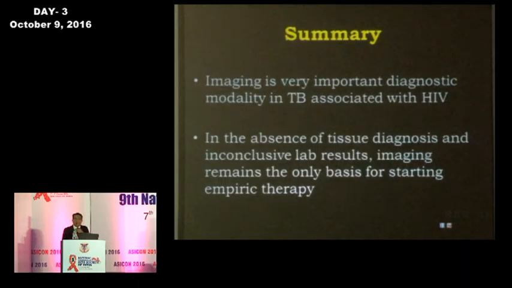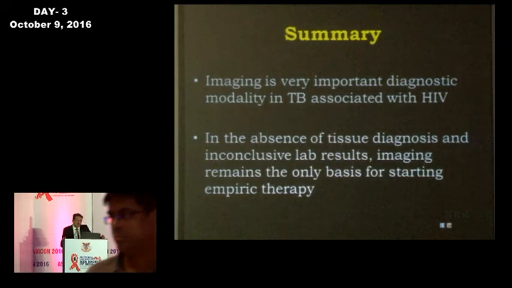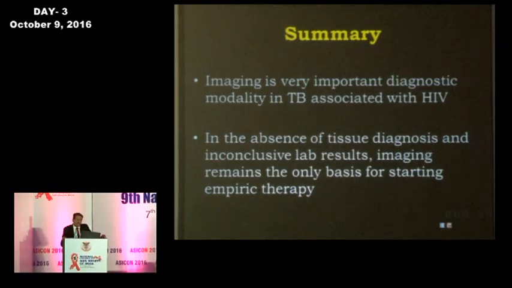So basically, to summarize, imaging plays a very important role in the diagnosis of tuberculosis in HIV infected individuals. There are certain imaging findings which certainly help us to narrow down the differential diagnosis or clinical diagnosis. And in the absence of tissue diagnosis and inconclusive lab results, imaging remains the only basis for starting empiric therapy.